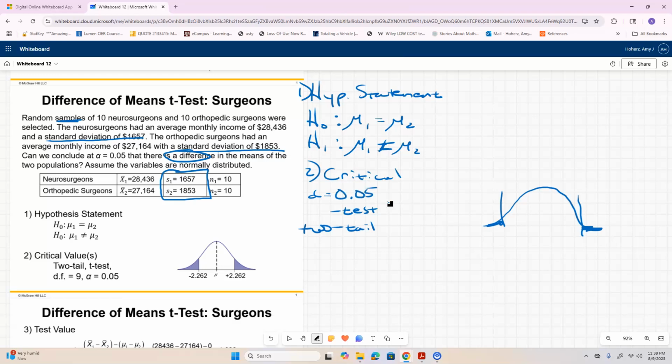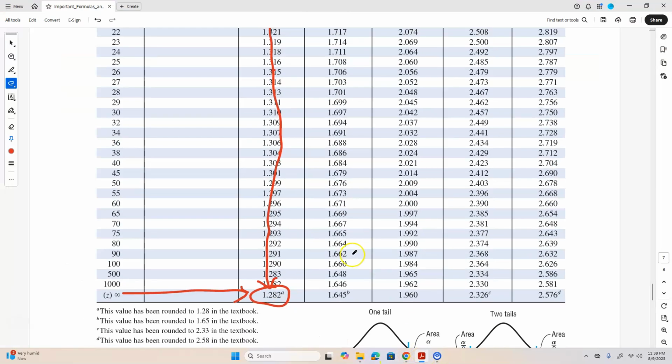And in this case, since we have s's, we're going to be doing a t-test. And because we're doing a t-test, we'll need to know our degrees of freedom, which in this case, both samples are 10. So we use 10 minus 1 and get a degrees of freedom of 9. So alpha 0.05, t-test with degrees of freedom 9, two-tail test. That's what we're going to be looking up on the chart.